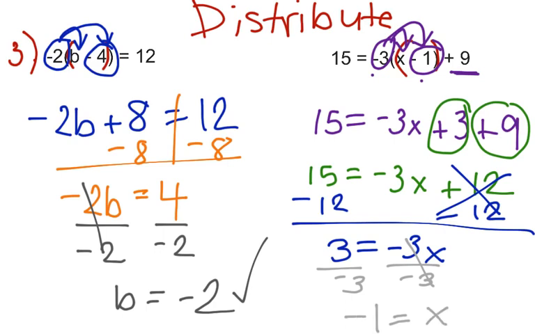To check it, if you plug it in, negative 1 minus 1 is negative 2. Negative 2 times negative 3 is positive 6. And then positive 6 plus 9 is 15. So it does in fact work out.